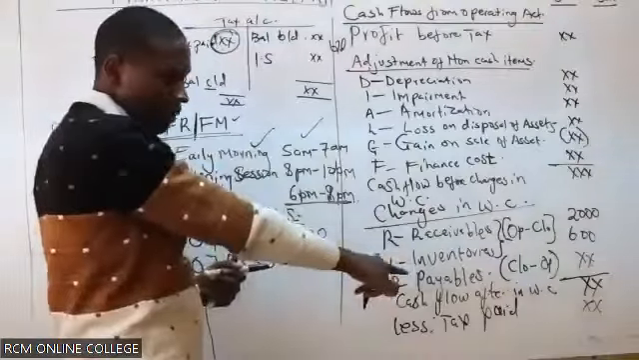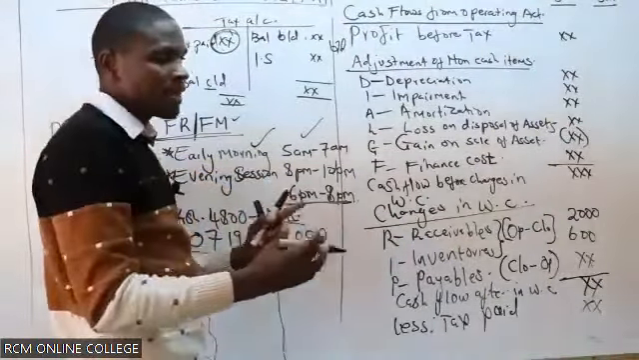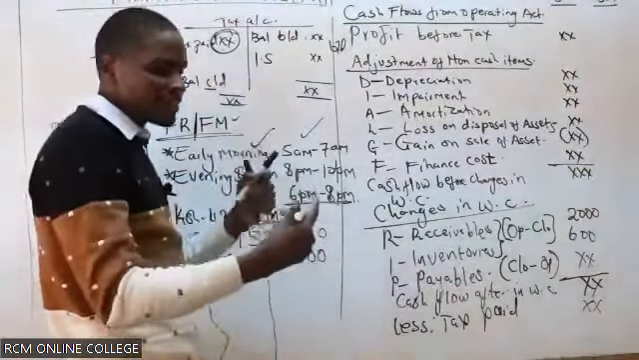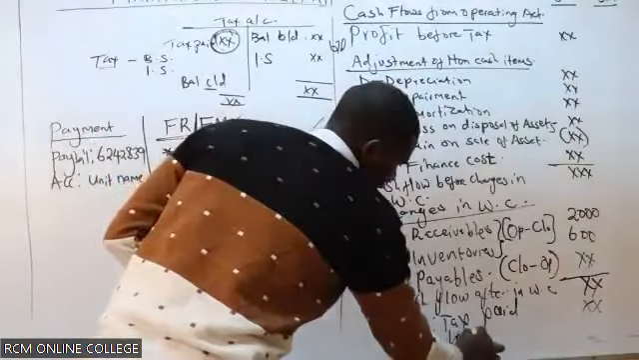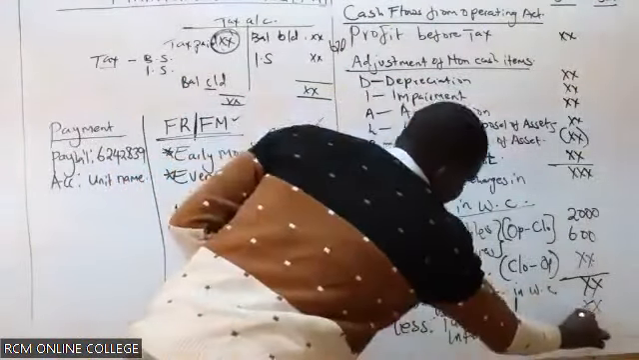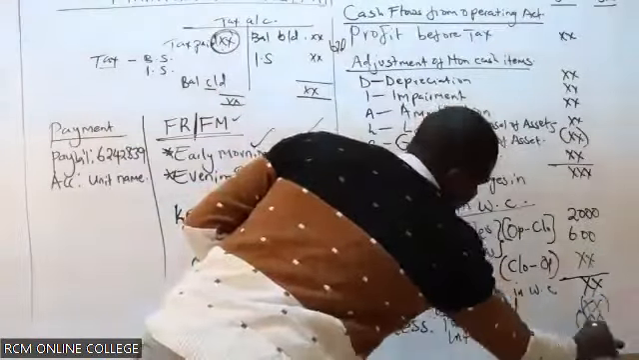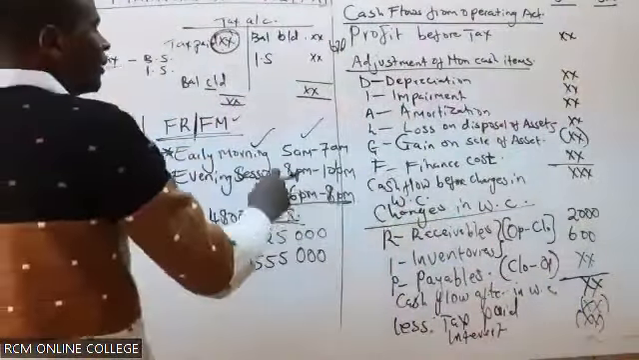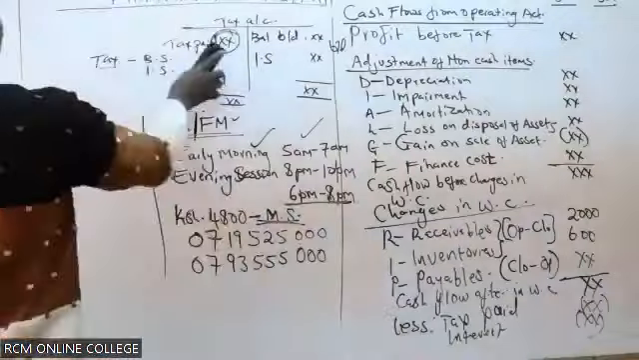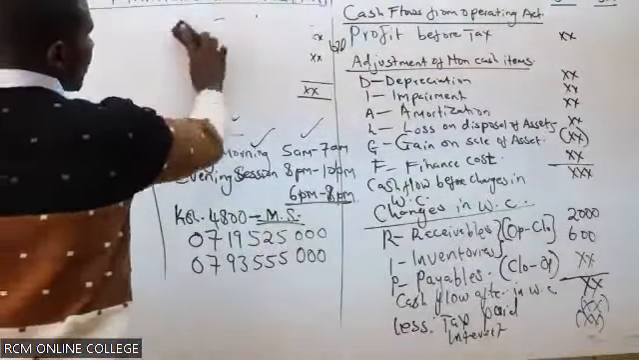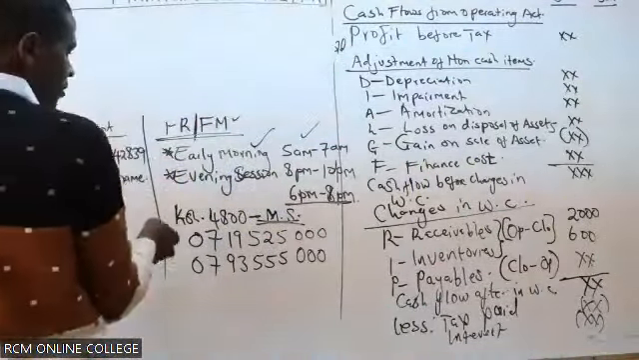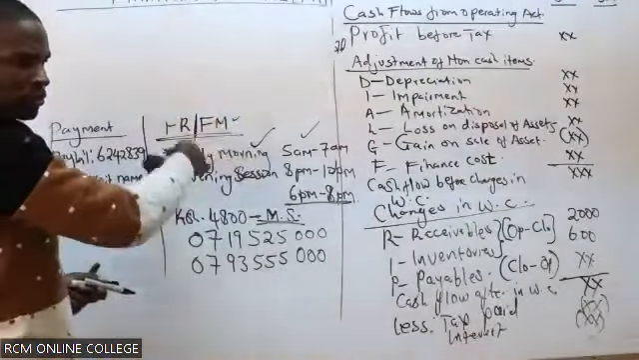So hiyo ndio utaweka wapi? Pale. Then still the same case happen to the interest paid. Interest paid still unakuja hapa, interest paid. So unafanya the same. Hizi unatoa. Ukishatoa hivyo, now we want to utilize our column number 2.